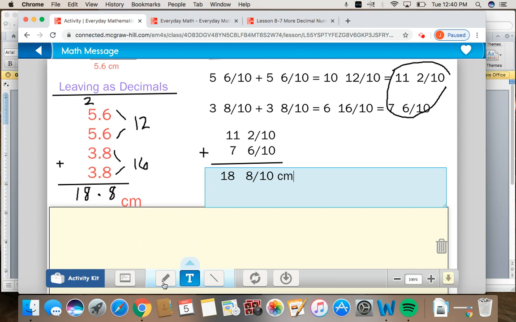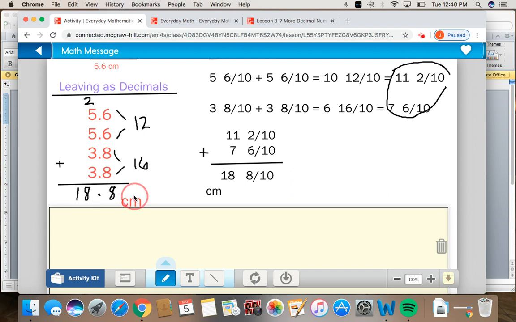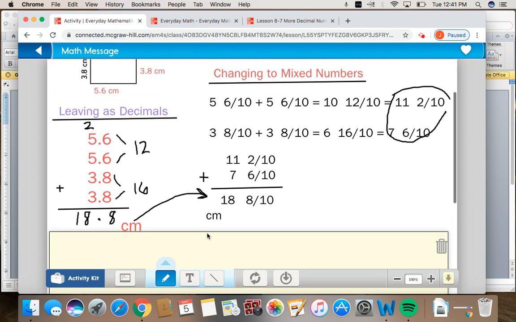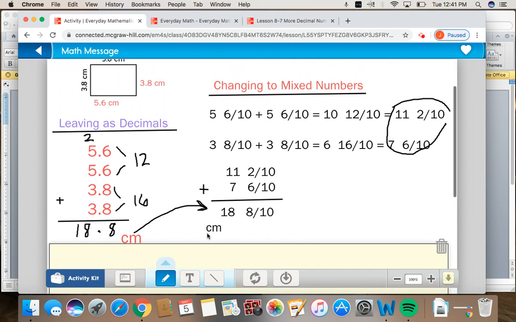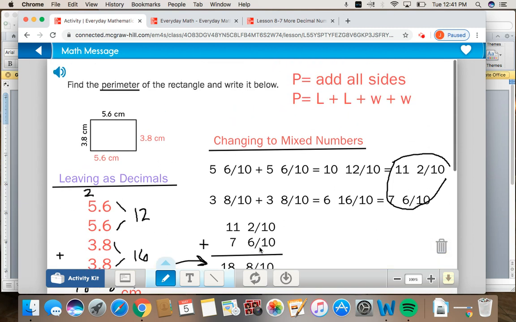Which is what I got over here. Got the same thing. This is 18 and 8 tenths centimeters as a decimal. And over here, I got the same thing, but as a fraction or mixed number, 18 and 8/10 centimeters. So really, the way you do these problems today is going to depend on your personal preference. You may even want to try them all both ways. Try some problems leaving them as decimals, or try some problems changing your decimals to mixed numbers.